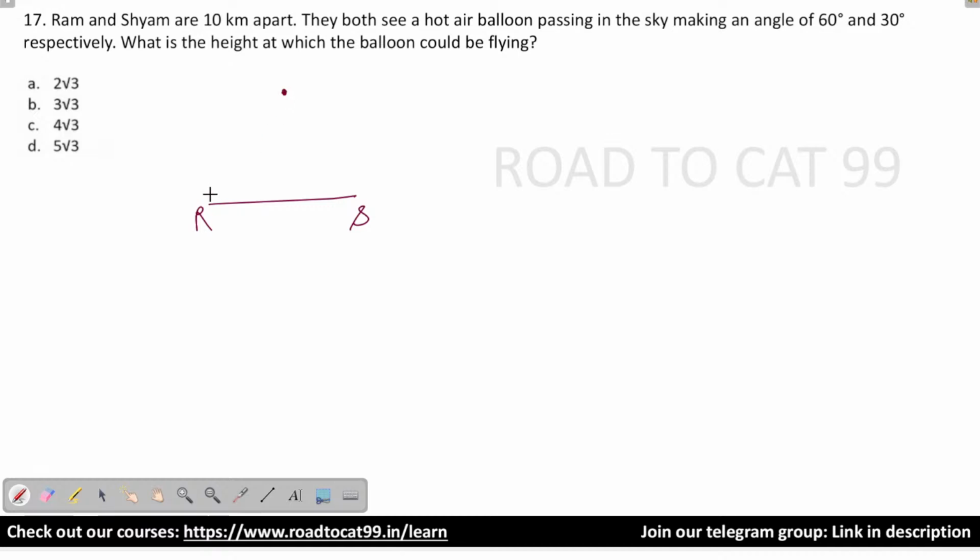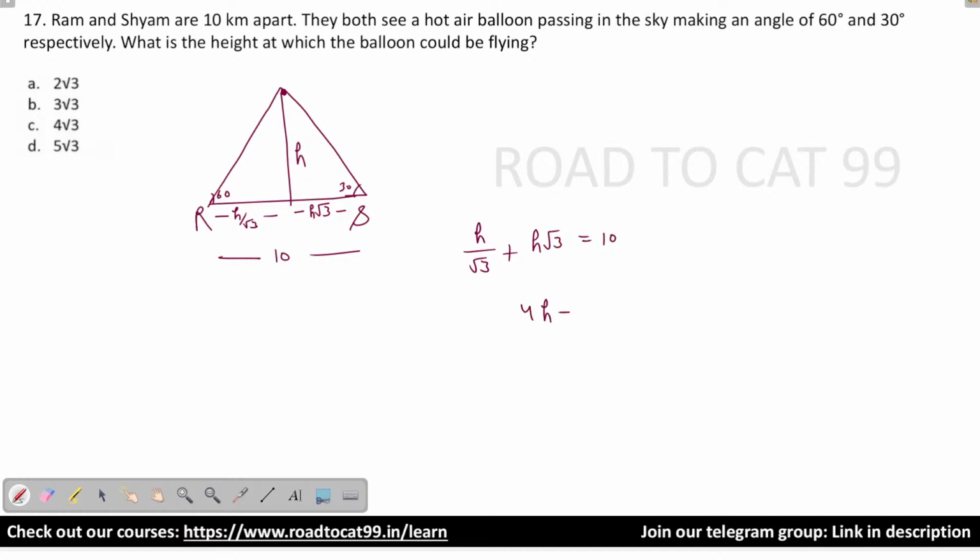Let's say this is the hot air balloon, right? So this is one angle of elevation, this is another angle of elevation. सो राम का और श्याम का ये टोटल 10 है, right? Ram is making a 60 degree का angle, and this is 30 degree का angle, and this is my height. So I'm quickly doing the calculation. This will be h√3 and this will be h by root 3, right? So h by root 3 plus h√3 is equal to 10.